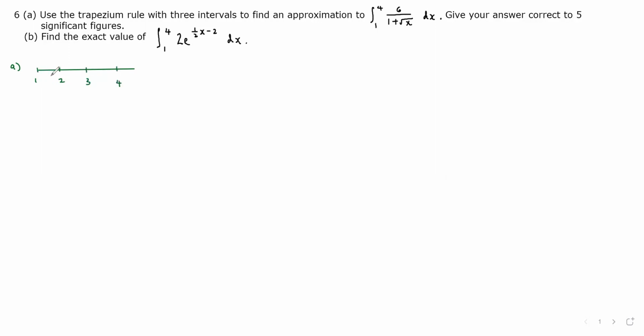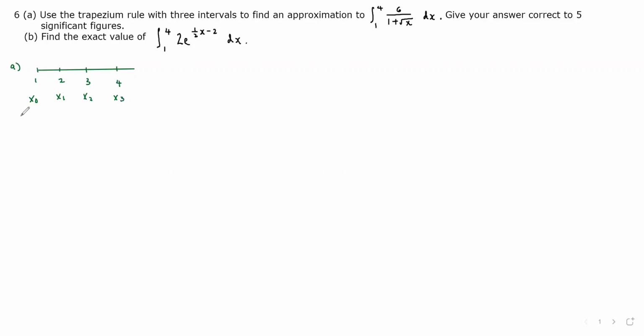So we need to find the area of each trapezium from 1 through 4 that is under the curve of 6 over 1 plus root x. So let's say x0 is 1, x1 is 2, x2 is 3, and x3 is 4. Then we need to find the y values.